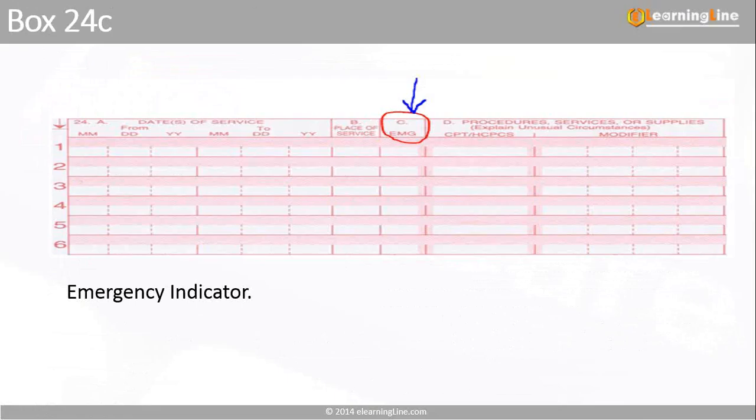Now it is talking about 24C, which is your emergency indicator. If there is an emergency and the claim is with reference to that, that is how for that particular line the emergency will be created.